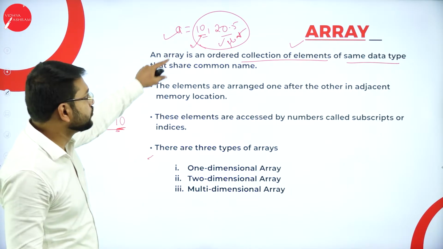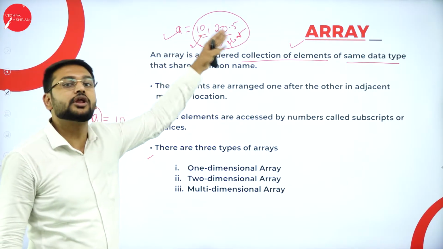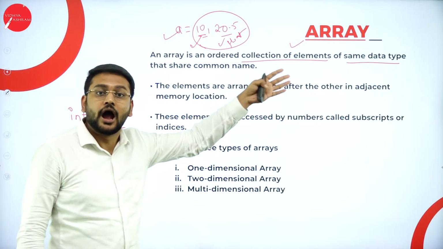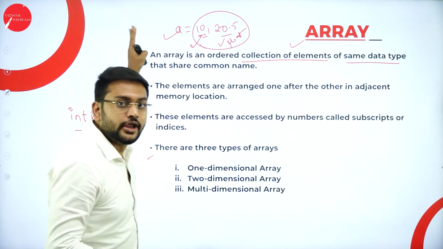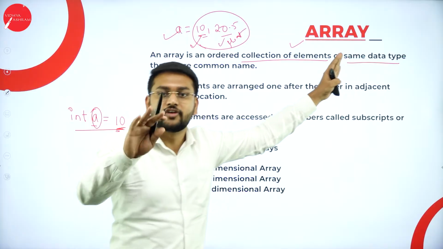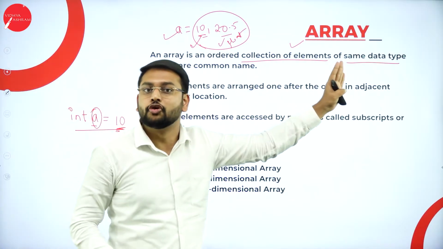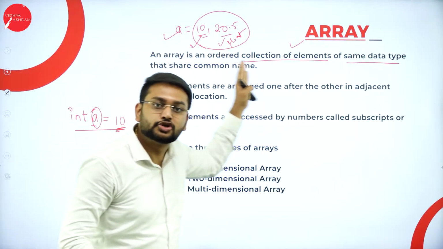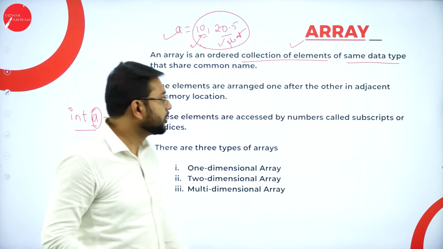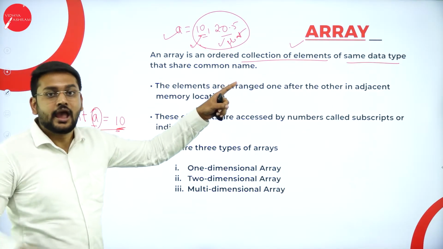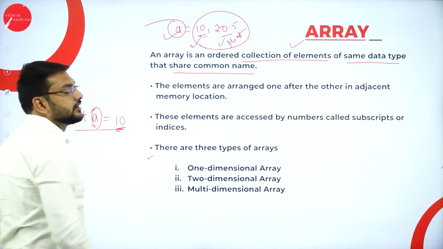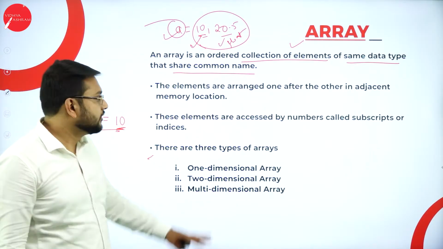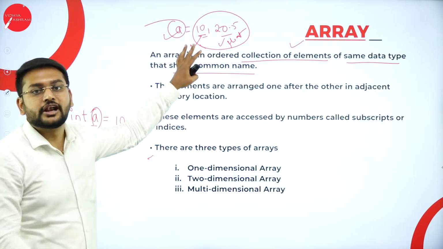So please observe that is most important. I cannot have 10 and 10.5 or 20.5. If I'm having data elements of integer, they should be of integer. If I'm having float, it should be of float. If I'm having character, it should be of character type. That is the most important point. And it has a common name, which I will call A. So this is the meaning of the definition that you should remember.